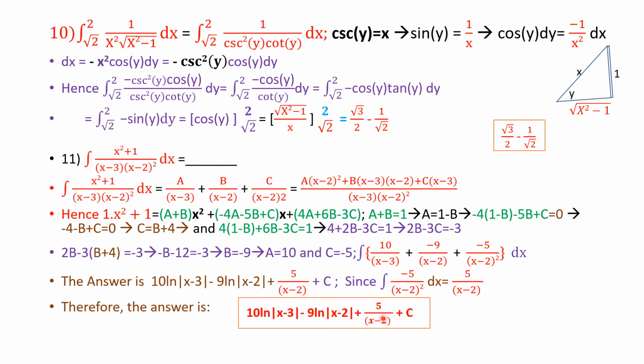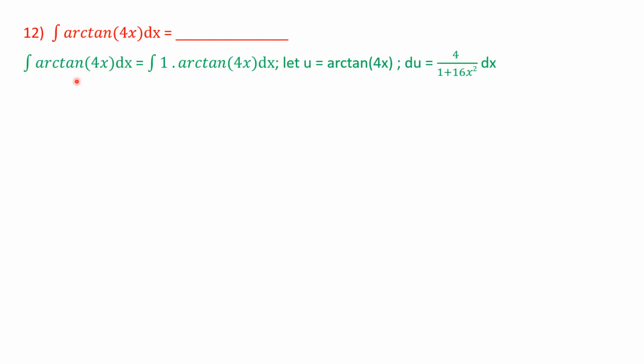This is the answer summarized right here, and we'll go to question number 12. Question number 12 is about the integration of arctan of 4x dx. We could rewrite this as the integration of 1 multiplied by arctan of 4x dx. And then we let u equal to arctan of 4x. So du will be equal to 4 divided by 1 plus 16x squared dx. We will let v prime equal to 1, so v will be equal to x.